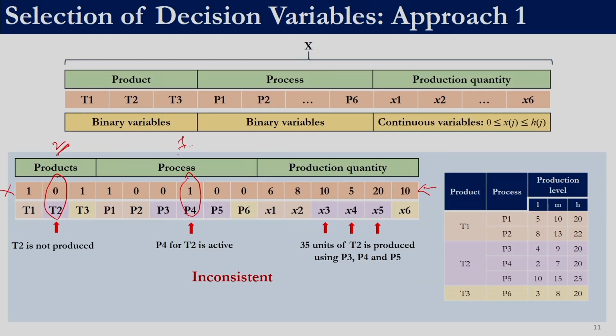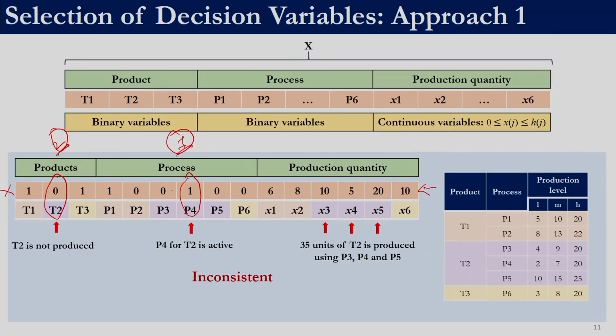Nothing in the algorithm says that the second variable and the 7th variable should be consistent. The algorithm will give values between the lower and upper bounds, as we have discussed. So we may end up in situations like this, wherein the first part of the information is not consistent with the second part. And over here, x3, x4, x5, as we discussed, indicate the production from process 3, process 4 and process 5. Here we are saying T2 is not produced, but process 4 is active, while process 3 and process 5 are not active.